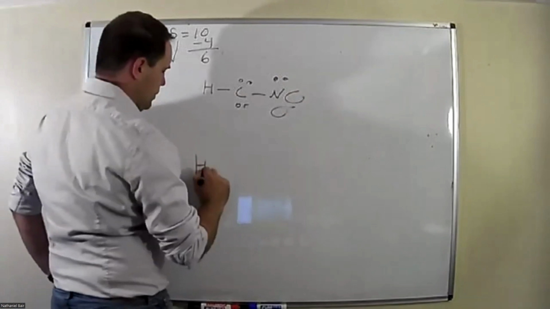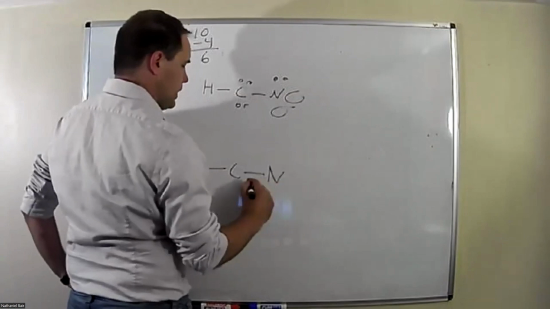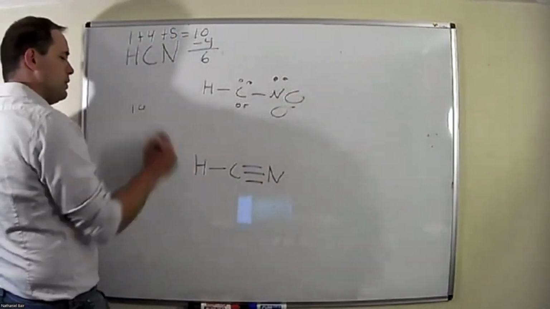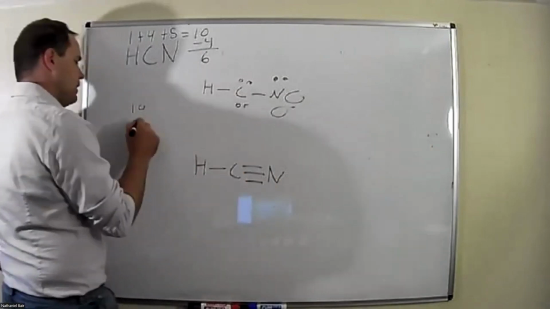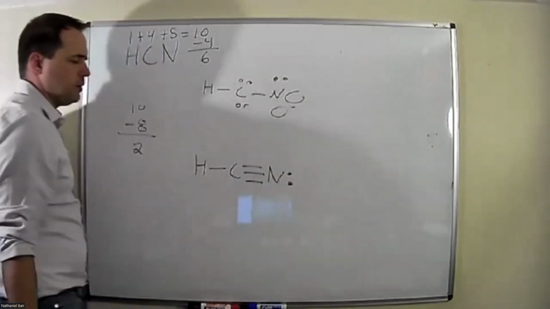Uh-oh. What do you got to do? We got to add 2 more bonds to this structure. What's that going to look like? That's going to look like a triple bond. Right? Now we got 10 electrons. We just spent 2, 4, 6, 8. Leaves us with 2. That's going to be a lone pair on that nitrogen, just like that.